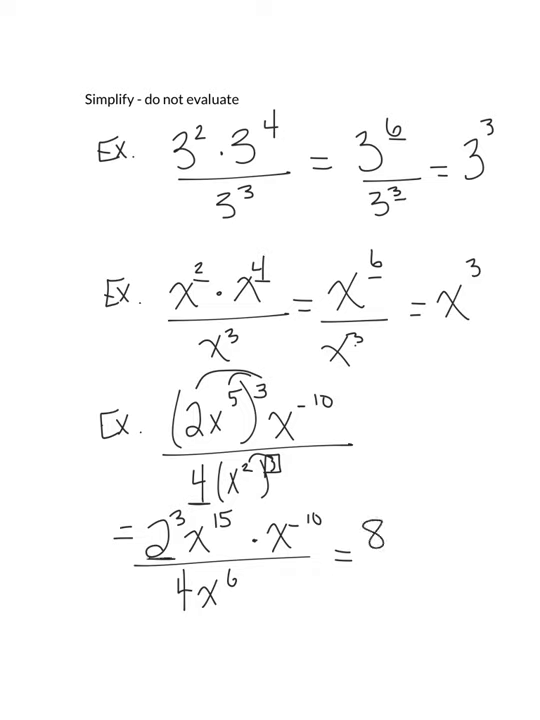If I'm going to simplify this even more, I am going to get 2 cubed is going to give me 8, and an x to the 15 times an x to the negative 10. I need to be adding those exponents to get an x to the 15 subtract 10, so x to the 5, all divided by 4x to the 6. And in my last step, I have an 8 divided by 4, so a 2. X to the 5 divided by x to the 6, I need to be subtracting those exponents, and I will be getting an x to the negative 1.